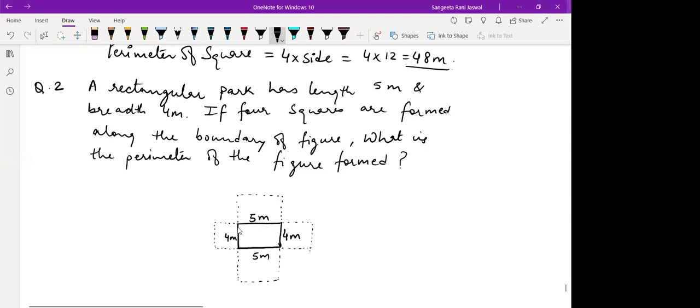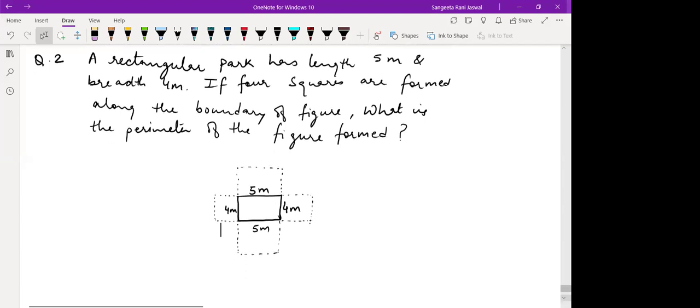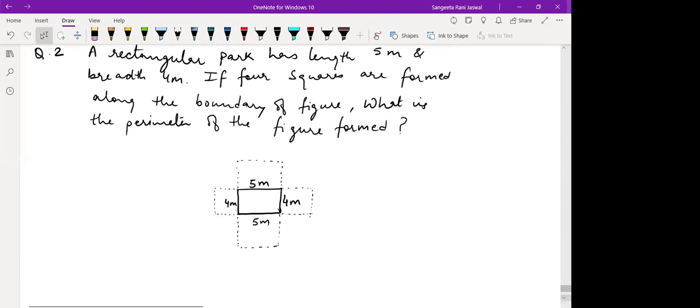Now the new figure that is formed, what is the perimeter of this? Can you find it? Yes, children, please find the perimeter. Ma'am, I got the answer. Yes, what is the answer, Adya? Ma'am, 36. 36. Okay, let's check. Let others also give their answers.